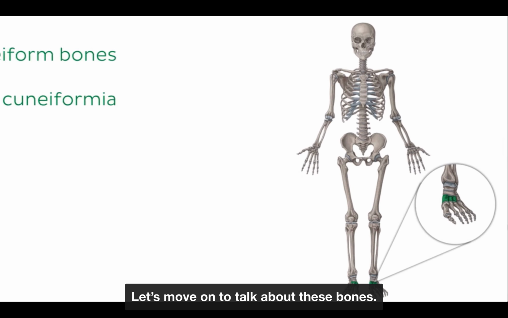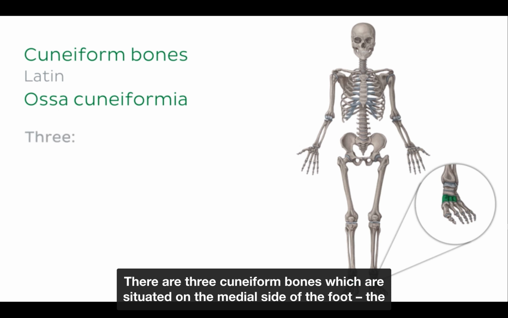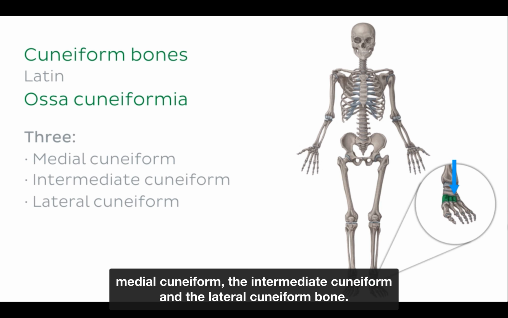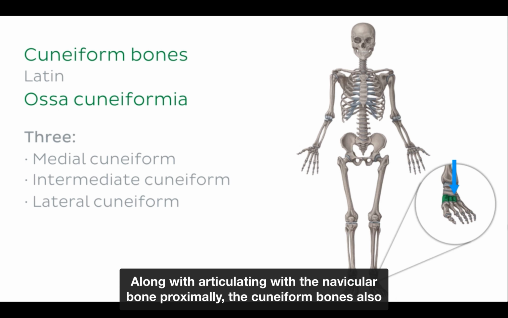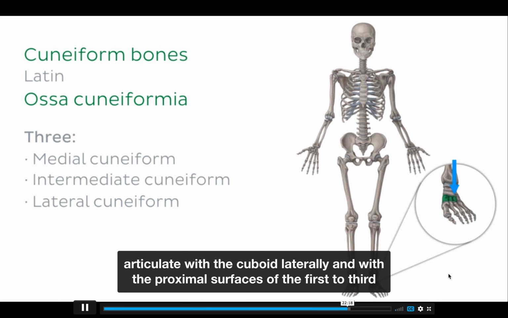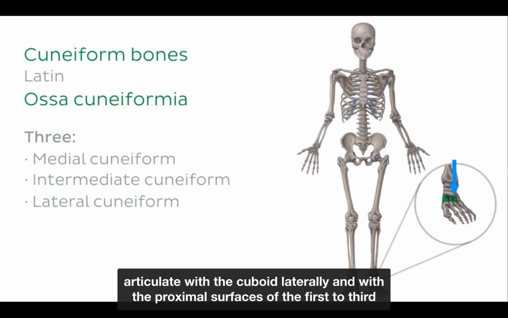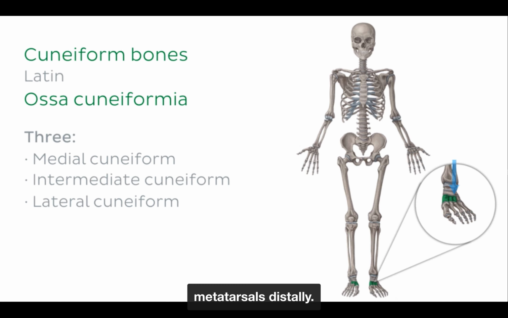Let's move on to talk about these bones. There are 3 cuneiform bones which are situated on the medial side of the foot: the medial cuneiform, the intermediate cuneiform, and the lateral cuneiform bone. Along with articulating with the navicular bone proximally, the cuneiform bones also articulate with the cuboid laterally and with the proximal surfaces of the 1st to 3rd metatarsals distally.